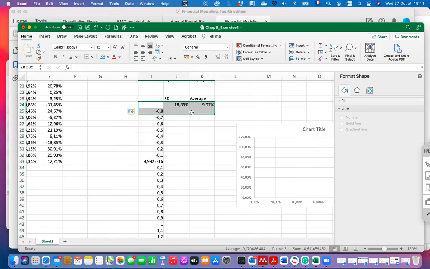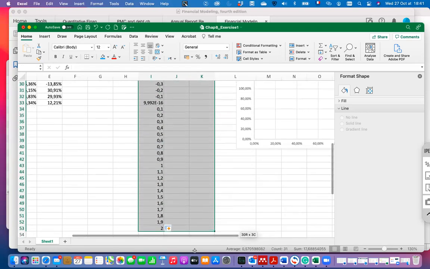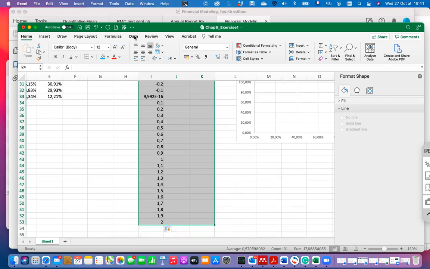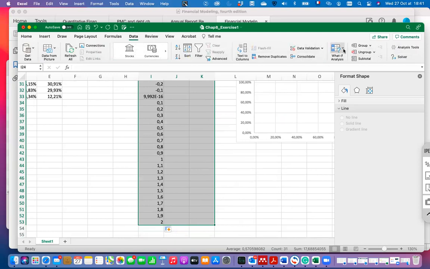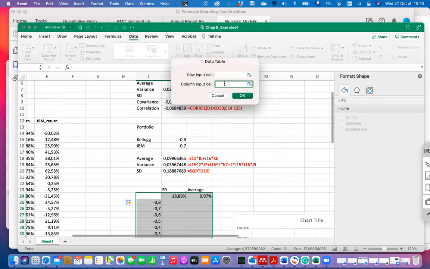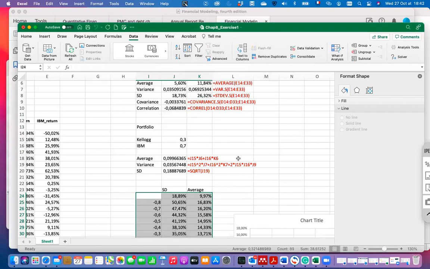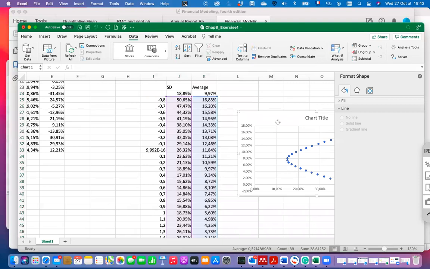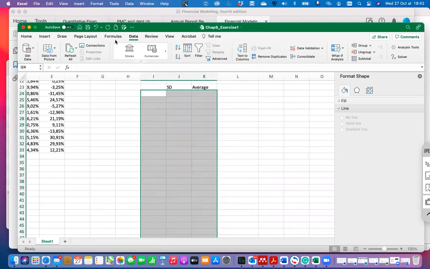Now I will select the table, go to data, then what if analysis, then data table. So the row input cell. So we're not interested in, we're interested into the column input cell because our proportion are varying into the column. So the first or the initial weight is 0.3. So J15, click on OK, and that's it.